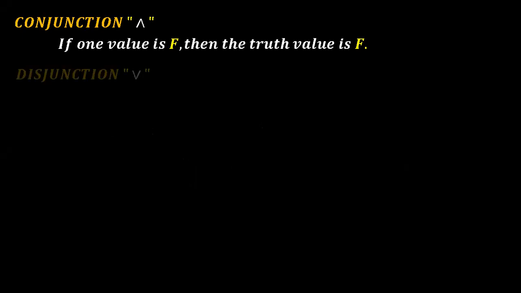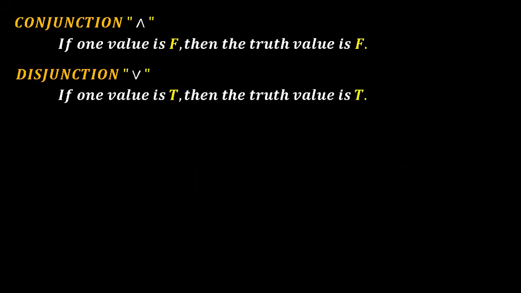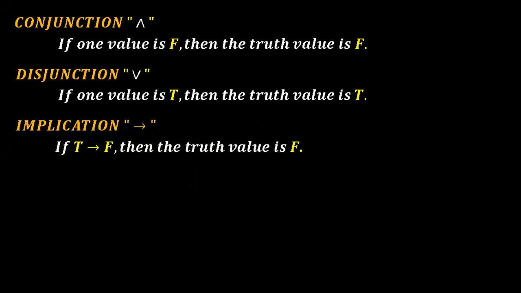Then the disjunction is the opposite. If one value is true, then the truth value is true. But for implication, it will be false if your hypothesis is true but the conclusion is false. For the rest, the truth value is true.